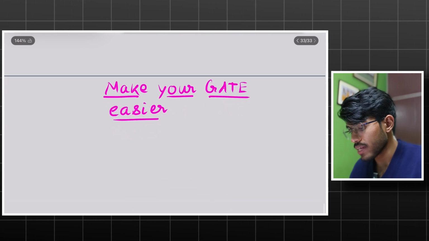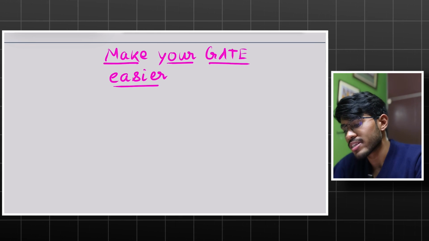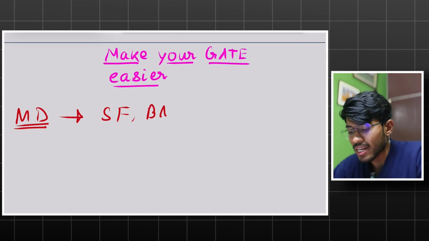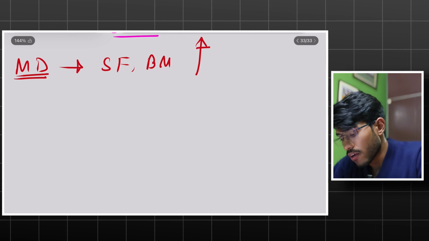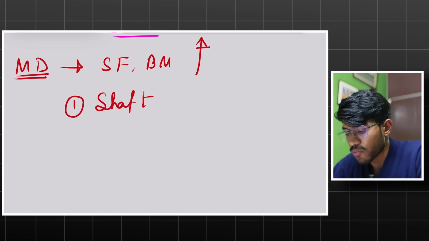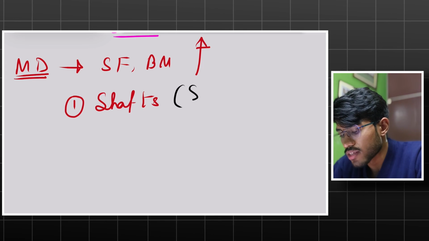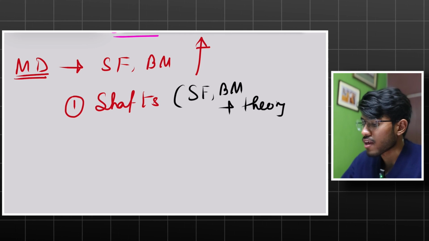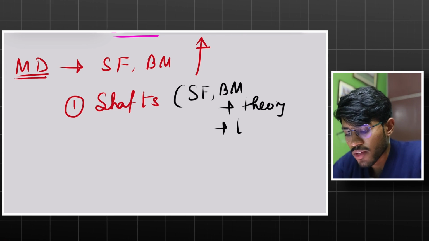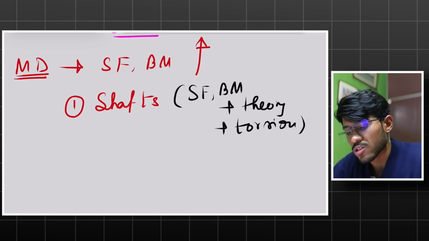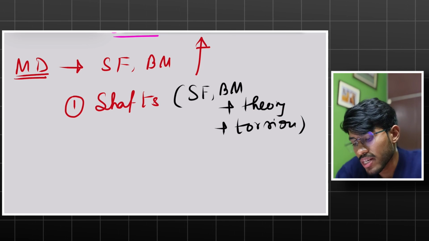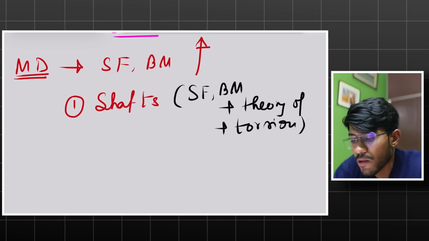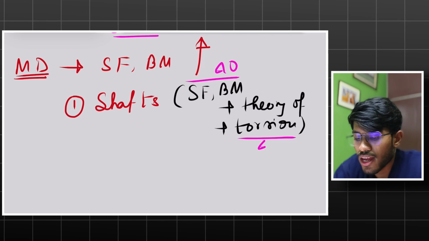So finally, let me make your GATE easier. Firstly, I should tell you that in the machine design subject, the application of shear force and bending moment is very high. In which chapter? Firstly, design of shafts. Design of shafts is made of this shear force bending moment plus theories of failure, plus obviously torsion. Torsion is also very important. This is 40%, this is 40%, and theory of failure is 20%.